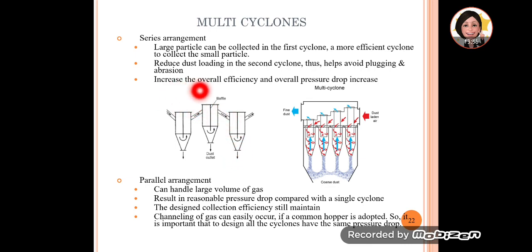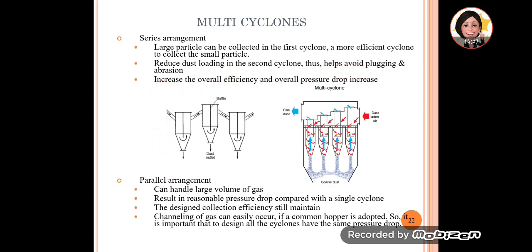So this can increase the overall efficiency, and the overall pressure drop increases. This series also reduces dust loading into the second cyclone. That means you don't have a very high load of dust going into it. The bigger particles have been removed here, so there's a smaller range and lower dust loading that goes into the second cyclone. So this avoids problems like plugging and abrasion.